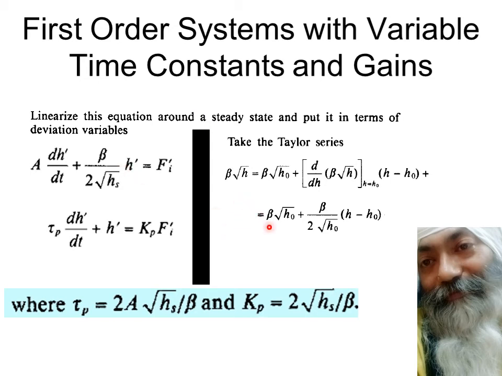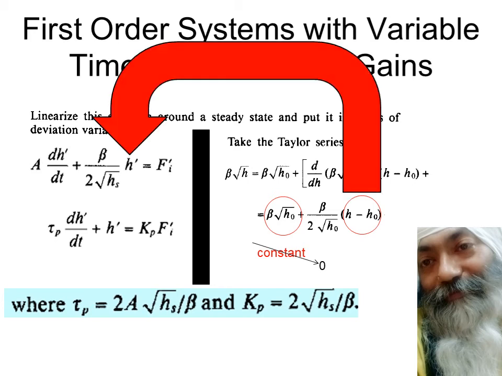So ultimately this term, which was earlier beta into under root h, will become this entire thing over here. As you have seen, we have gone through the Taylor series, and once again I may tell you that this term is constant, and being constant, the deviation in this will be 0, and this term is already in terms of deviation. So this h minus h naught is nothing but h dash. That's how we came over to this equation.